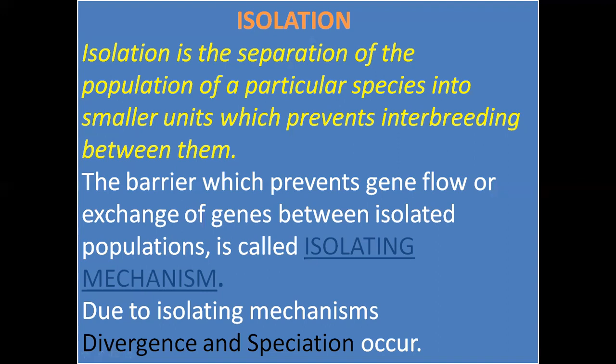So isolation is the separation of population. In our previous lecture, we had studied some points regarding this population separation. Do you remember? We had studied about barriers like natural disasters such as earthquake, flood, or landslide, due to which population gets separated from each other. It is called an isolating mechanism. Due to isolating mechanism, what happens? Divergence and speciation occurs.